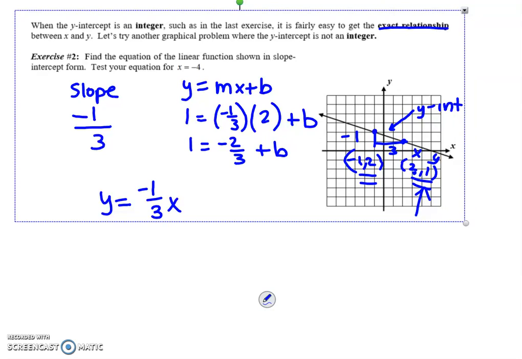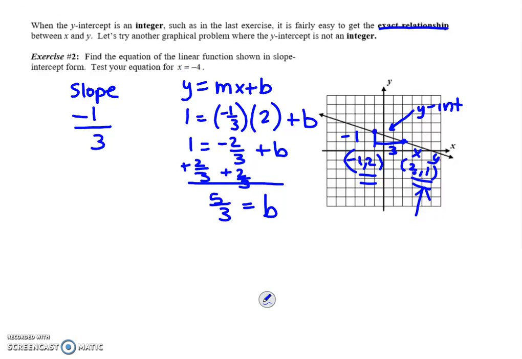I know, fractions freak us out. Remember, use your calculator. Add 2/3 to both sides. And we end up with 1 2/3, which ends up being 5 over 3 equals b. So our equation has to be negative 1/3 x plus 5 over 3. Does it make sense that the y-intercept is a little bit over 1, but not quite 2? That's what this is telling us.